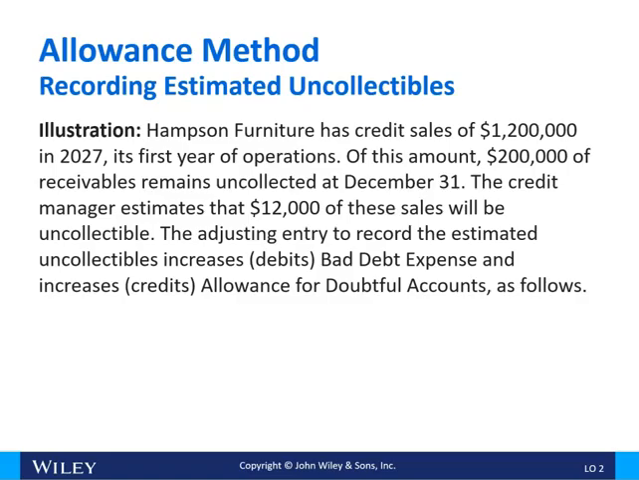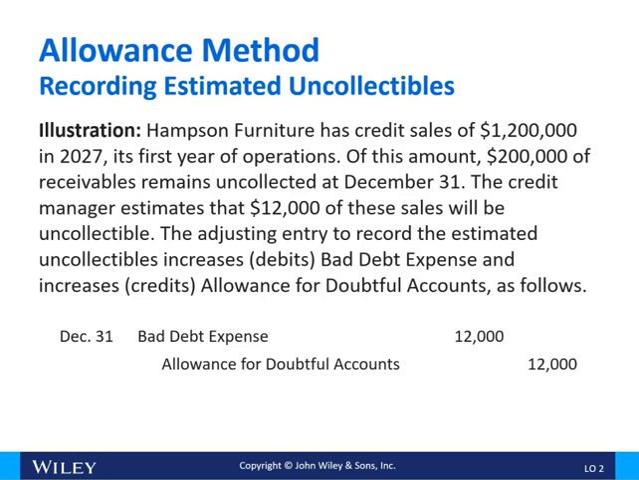Hampson Furniture has credit sales of $1,200,000 in 2027. Of this amount, $200,000 of receivables remains uncollected at December 31st. The credit manager estimates that $12,000 of these sales will be uncollectible. The adjusting entry to record the estimated uncollectibles increases, or debits, bad debt expense and increases, or credits, the allowance for doubtful accounts. The entry looks like this: debit bad debt expense, credit allowance for doubtful accounts.